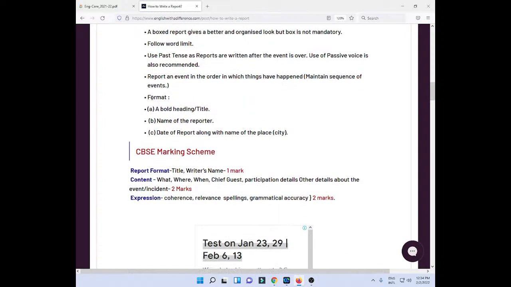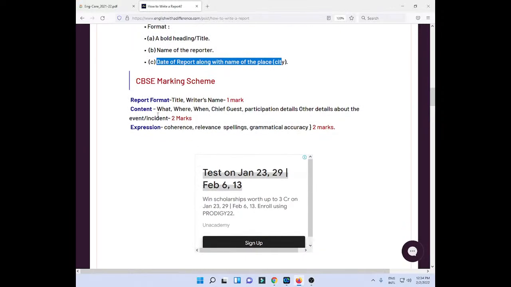Next, format: a bold heading or title, name of the reporter, date of report along with name of the place if it is for newspaper, and if it is not for newspaper, there is no need of writing the date of the report along with name and place. So here you can see, title, writer's name 1 mark, content 2 marks. So in content what will come? What, where, when, chief guest, participation details, other details about the event or incident, 2 marks.